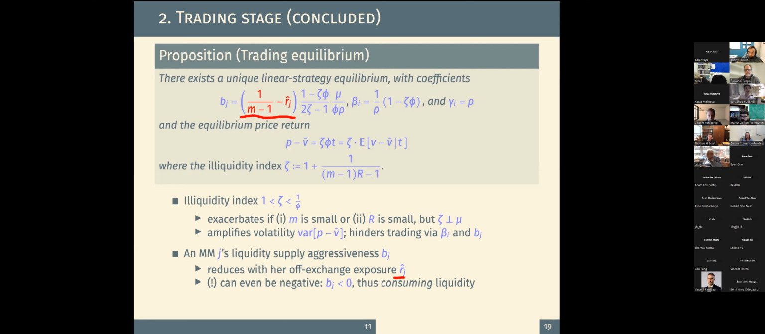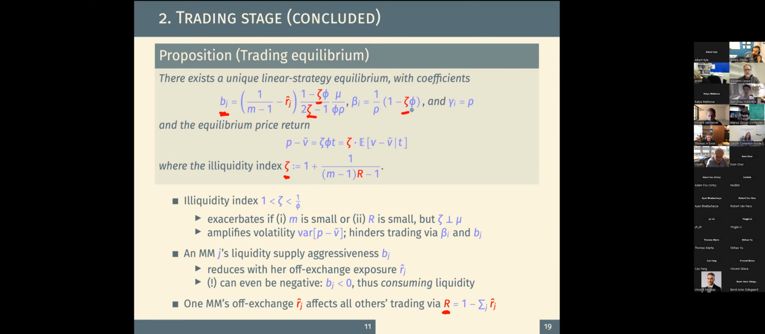So instead of supplying liquidity, I turn to consume liquidity on exchange. So the overall illiquidity on exchange becomes extremely exacerbated. Finally, this R_j hat affects not just the market maker j's liquidity supply, it also affects everyone else because it affects the on-exchange fraction of the orders R. And R goes through illiquidity, and illiquidity goes through everywhere. So this is really a chain reaction.